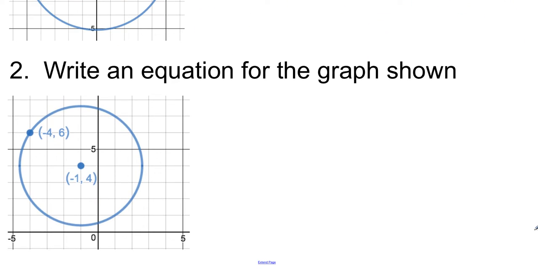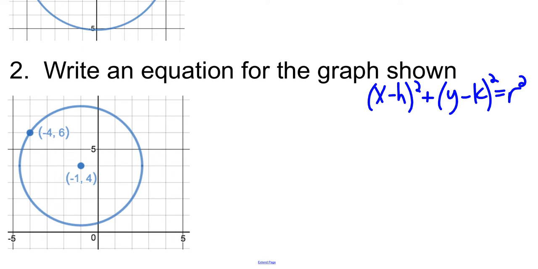We're going to do another one just like that. We want to write the equation, again, (x minus h) squared plus (y minus k) squared equals r squared. We need to know h, k, and r. Here's the center of our circle, so we already know h and k. All we need to do is figure out what r is, this radius. So we're going to use the distance formula to do that.